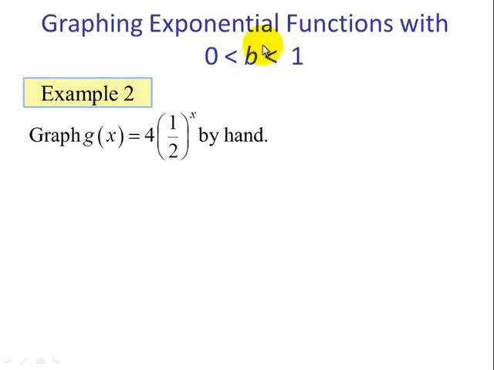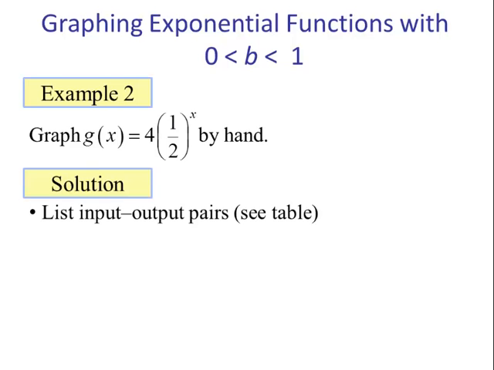Let's look at another example. This time we're going to have b be in between 0 and 1. So example 2, graph g of x equals 4 times 1/2 to the x power. So our base is 1/2. 1/2 is in between 0 and 1. Let's see, by changing the base, how does that affect the graph?